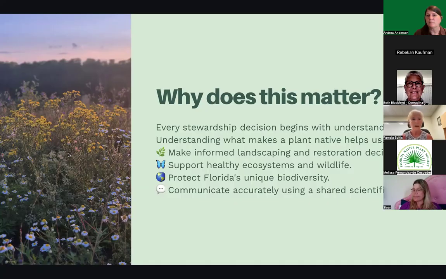And so the most recent compilation that I could find is what I like to refer to as the Florida Plant Atlas, compiled by the University of South Florida. And it lists 4,919 plant species, of which 3,319 are native and 1,600 are non-native.